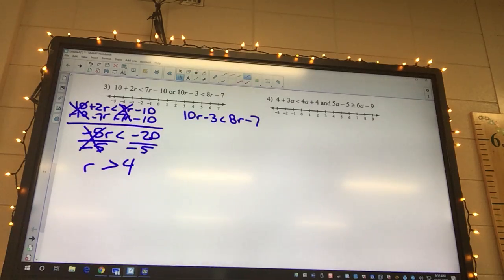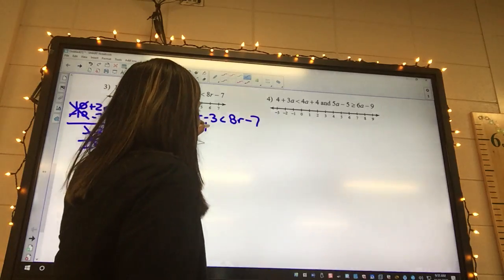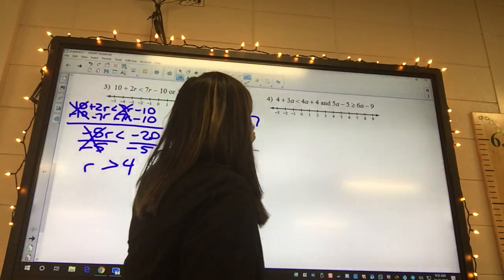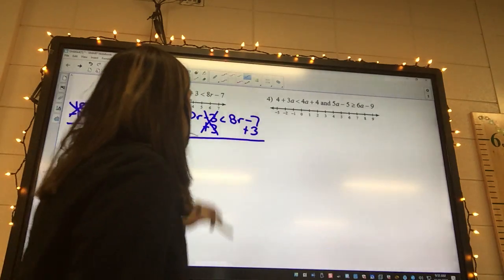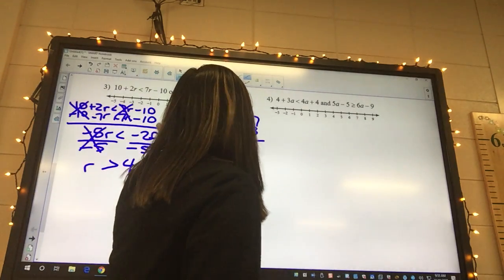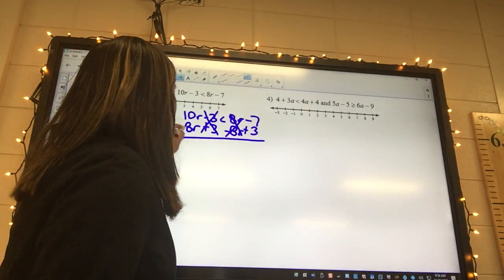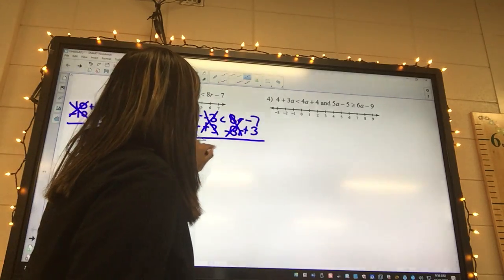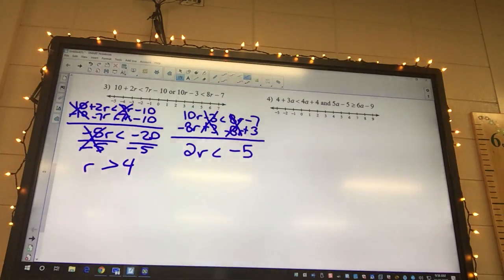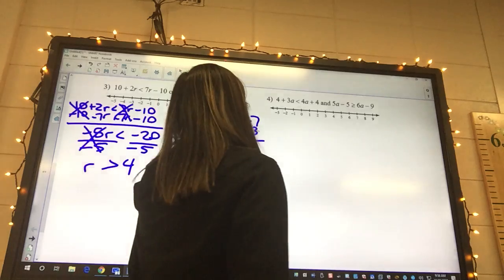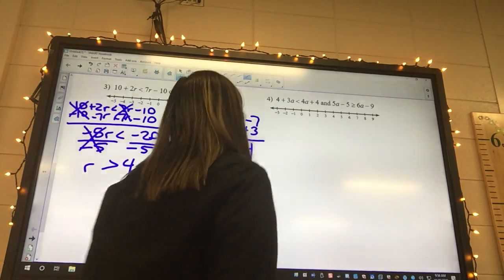Okay, for the other one, the 10r can stay because it's a letter and it's already on the left. The 3 needs to move, so I say plus 3, plus 3. Okay, and I also need to move that 8r, so I'm going to say minus 8r, minus 8r. Okay, so I'm going to have 10 minus 8 is going to be 2r is less than -5. No. You fell. 4. My bad.